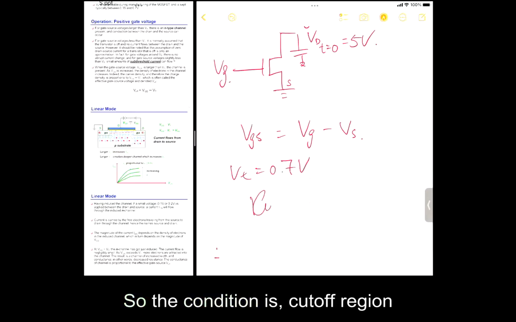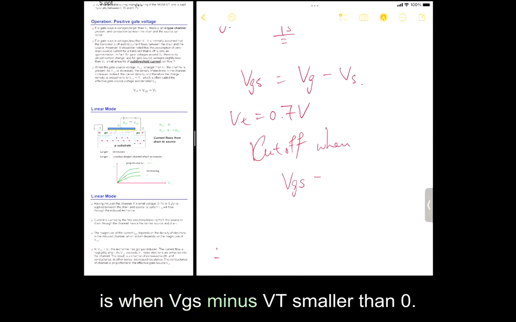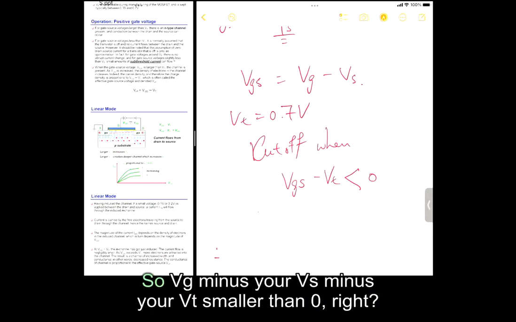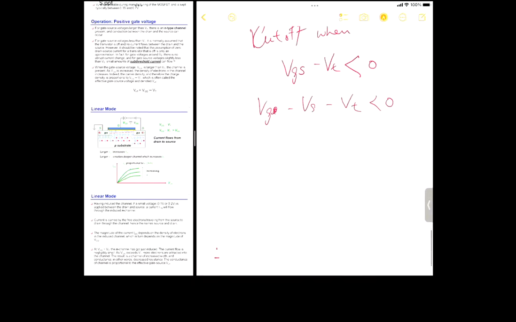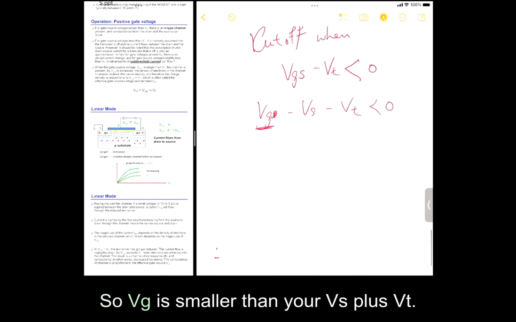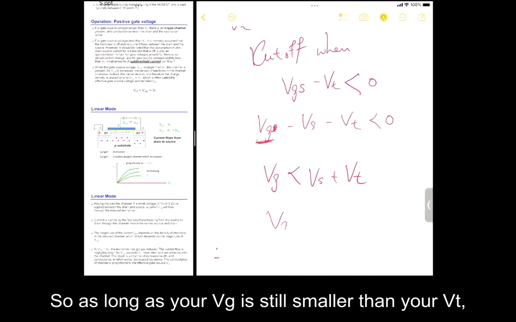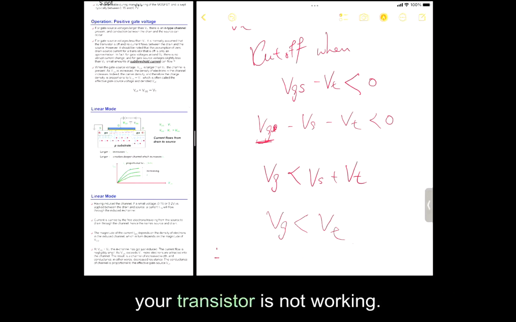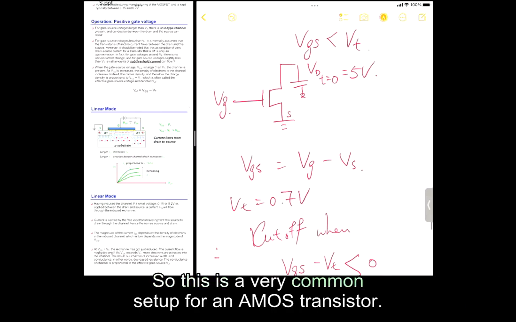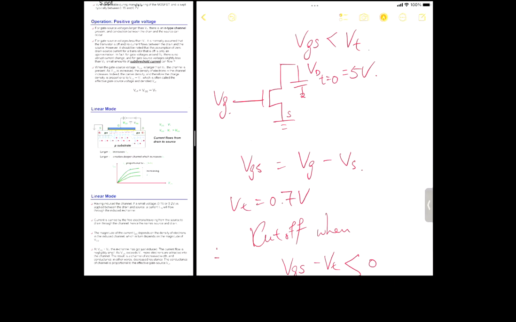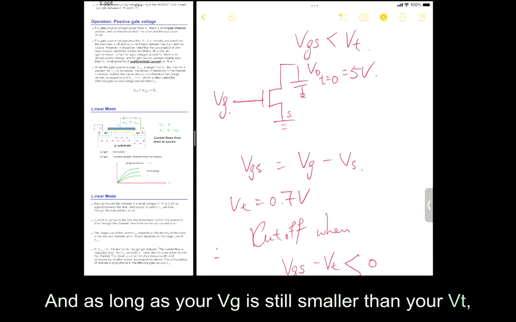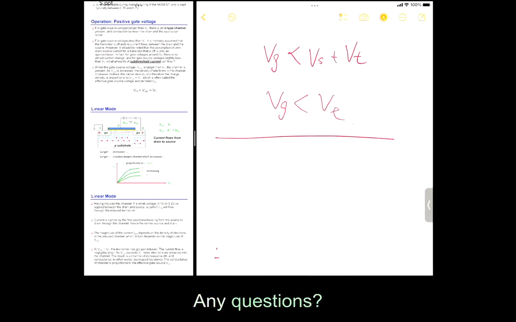The condition for the cutoff region is when VGS minus VT is smaller than 0. So VGS is VG minus your VS, minus your VT, smaller than 0, right? We are trying to look at what the VG is. So VG is smaller than your VS plus VT. Right now your VS is 0. So as long as your VG is still smaller than your VT, your transistor is not working. This is a very common setup for an NMOS transistor. You try to put your source to ground, and as long as your VG is still smaller than your VT, then it doesn't work. That is the cutoff. Any questions? All good.